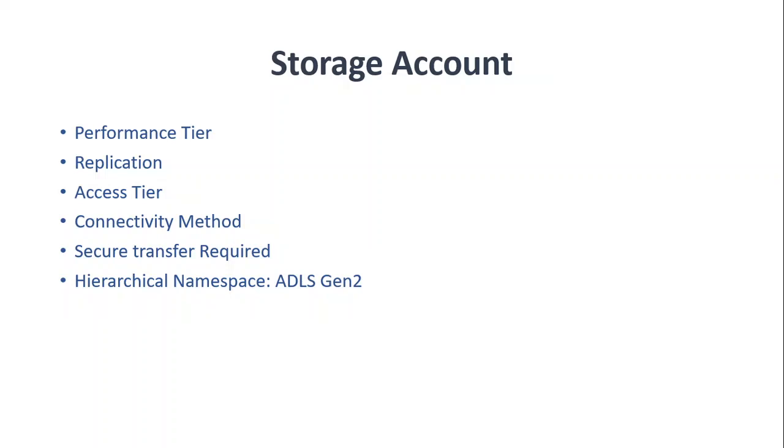Connectivity method is how we want to connect to our storage account, either publicly or over a private network. Depending on your requirement, we have to select our connectivity method. Secure transfer required is a property which enhances the security of our storage account by allowing only those REST API requests which use HTTPS. So if somebody tries to request our storage account using HTTP, they won't be able to access it. And the last property is hierarchical namespace. That scales our big data analytics workloads and enables file level access.